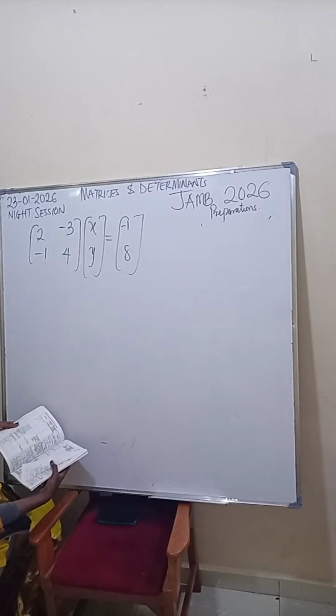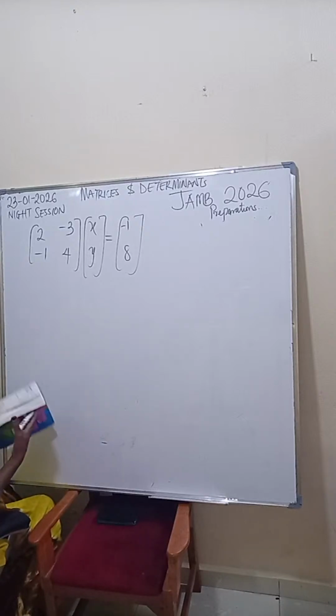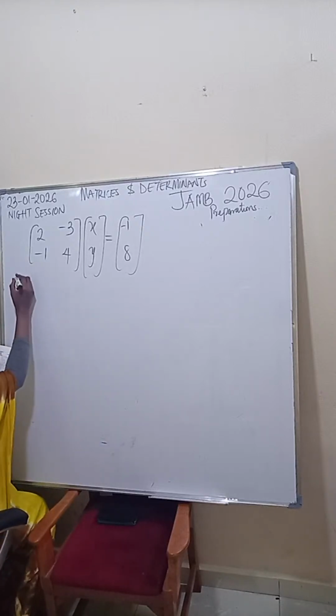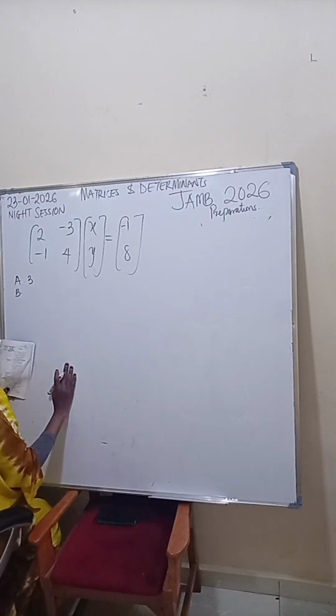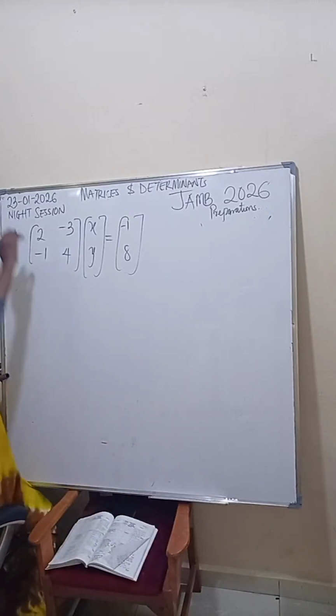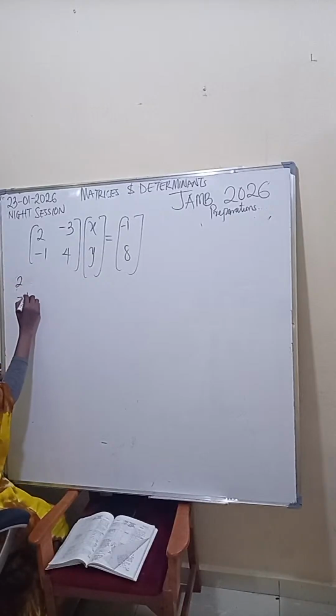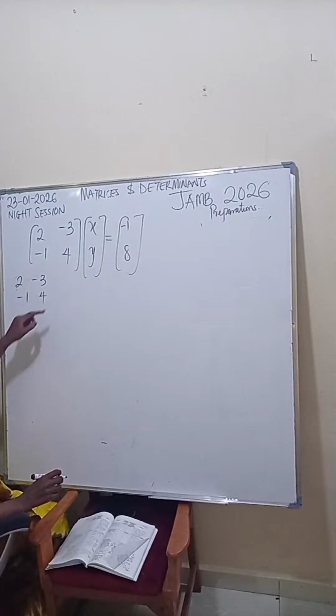So should I drop the options in case so we can compare and see if our answer is correct at the end of the day? Let me just drop the options. It says 3. So don't worry. Okay. So I'm going to have 2 minus 1 minus 3 and 4. So now am I going to repeat only the first column?